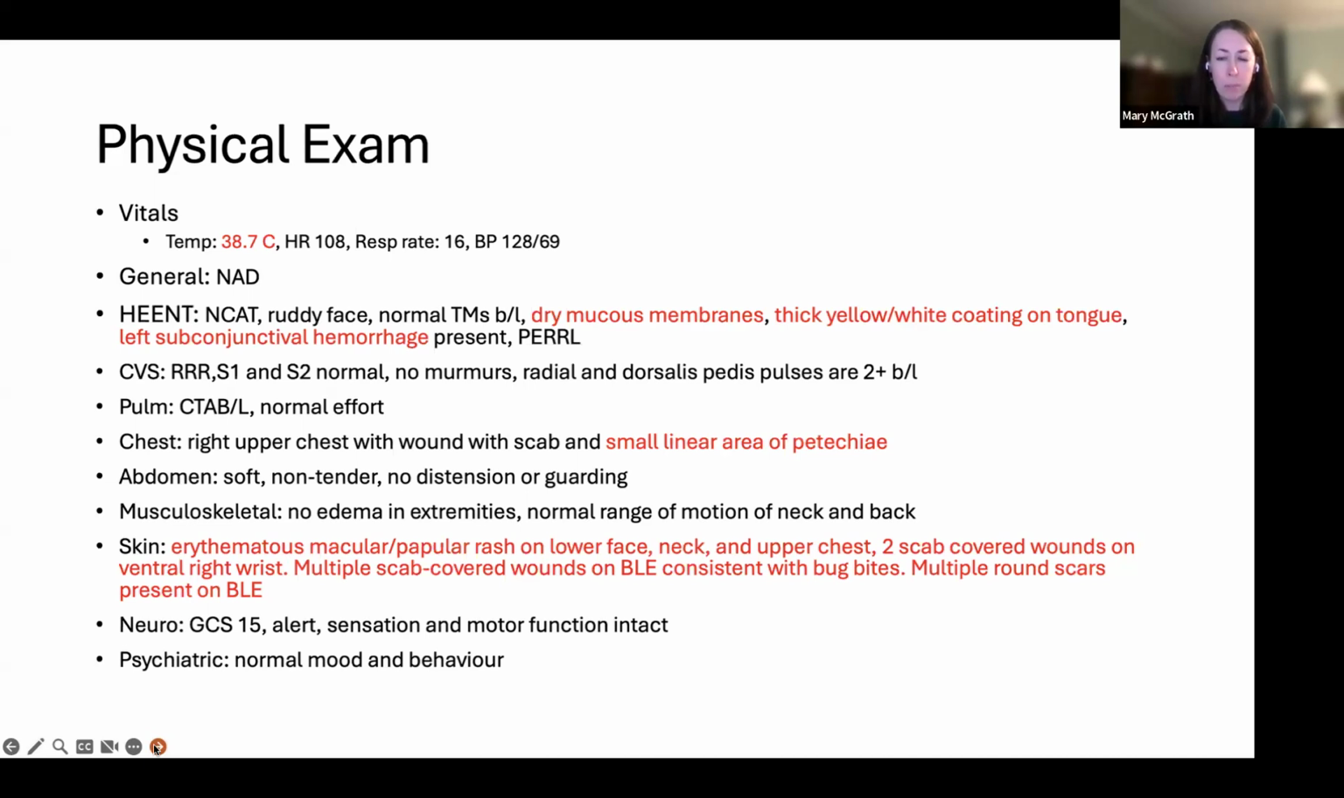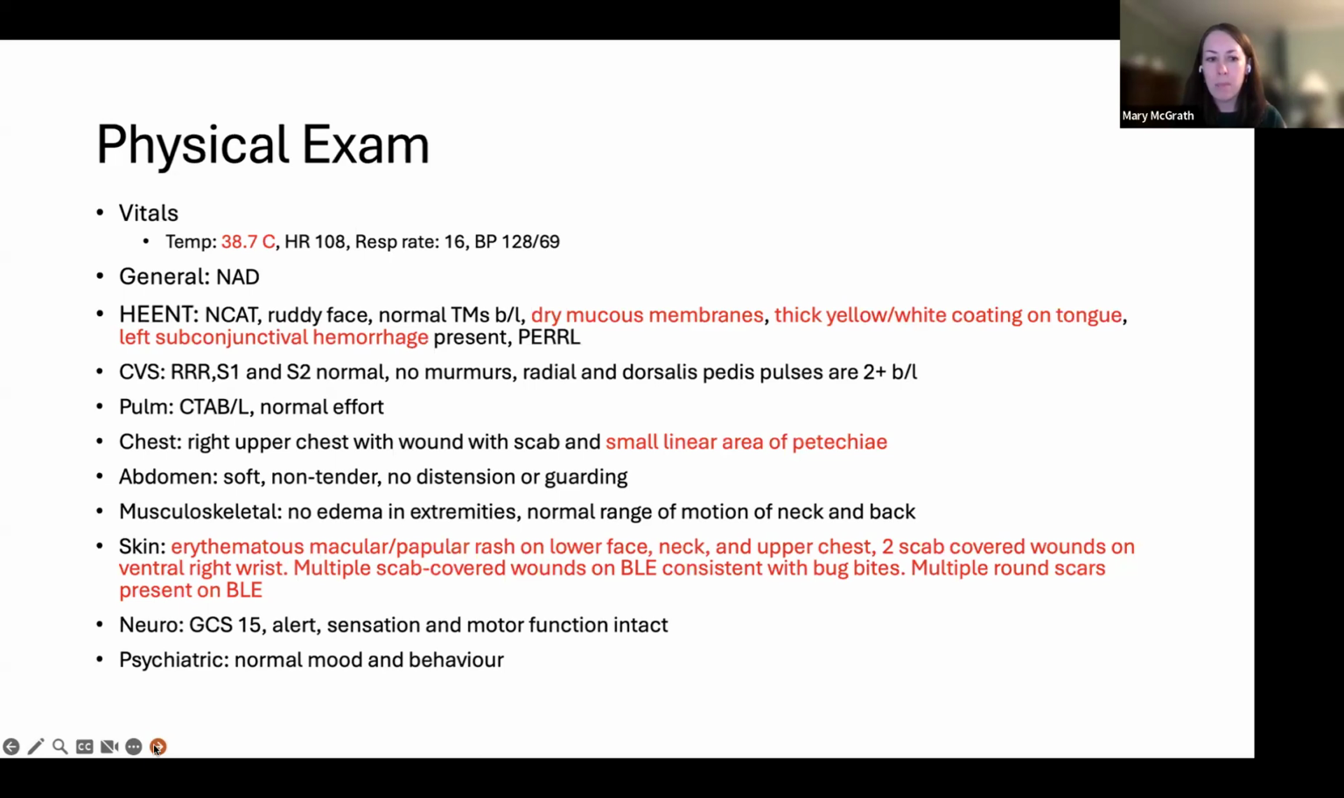On exam, she was overall pretty well appearing, although did have some dry mucous membranes. They noted a thick yellow-white coating on her tongue. She did have also a left conjunctival hemorrhage. There was a linear area of petechiae on her right upper chest. And then they also noted an erythematous macular papular rash on her lower face, neck, and upper chest.